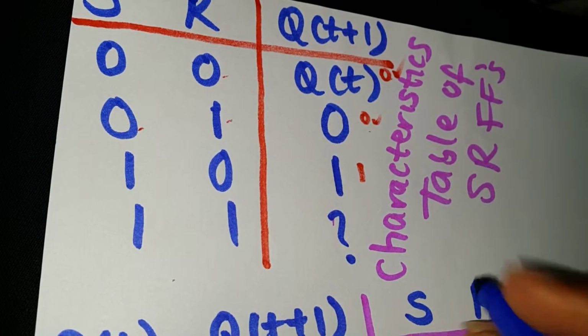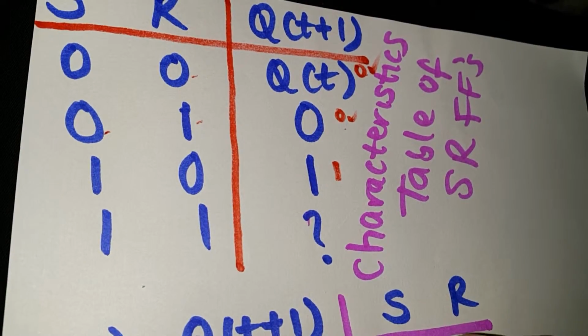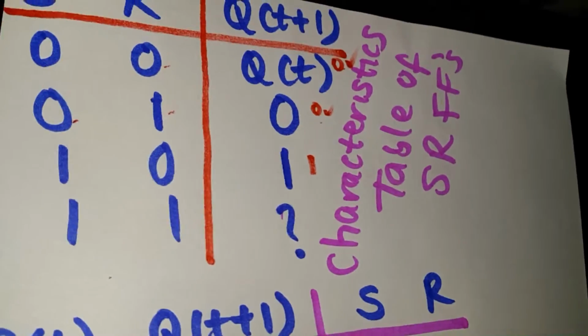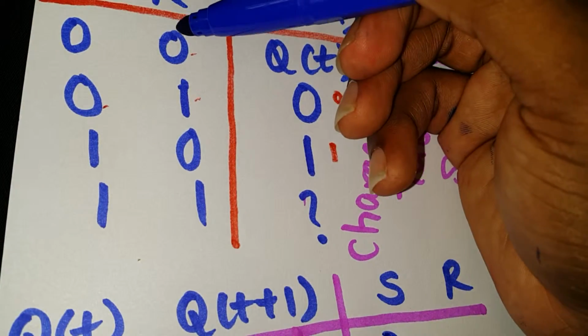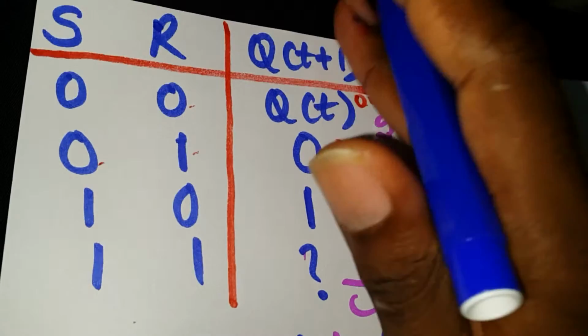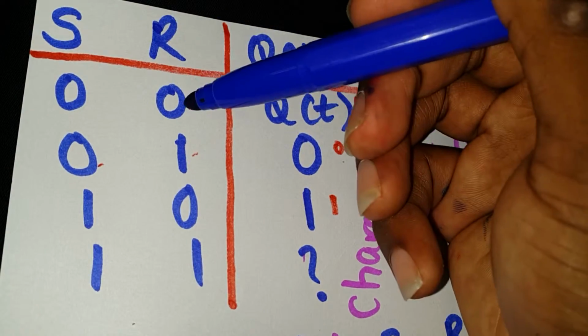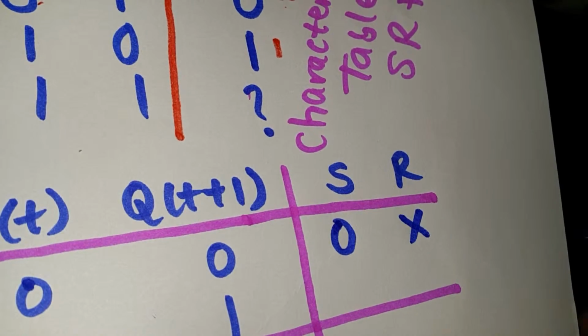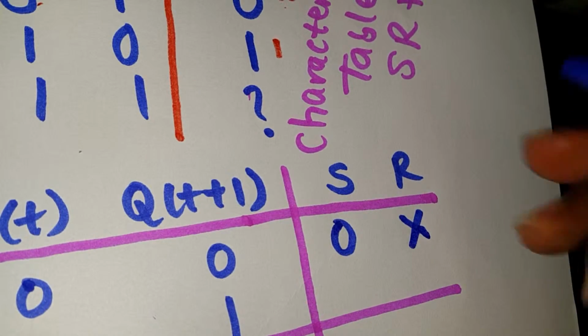So that means S is always 0, and R is changing from 0 to 1. As you can see, this is R. It's changing from 0 to 1. So we don't care about it. Don't care. So that's the first step.